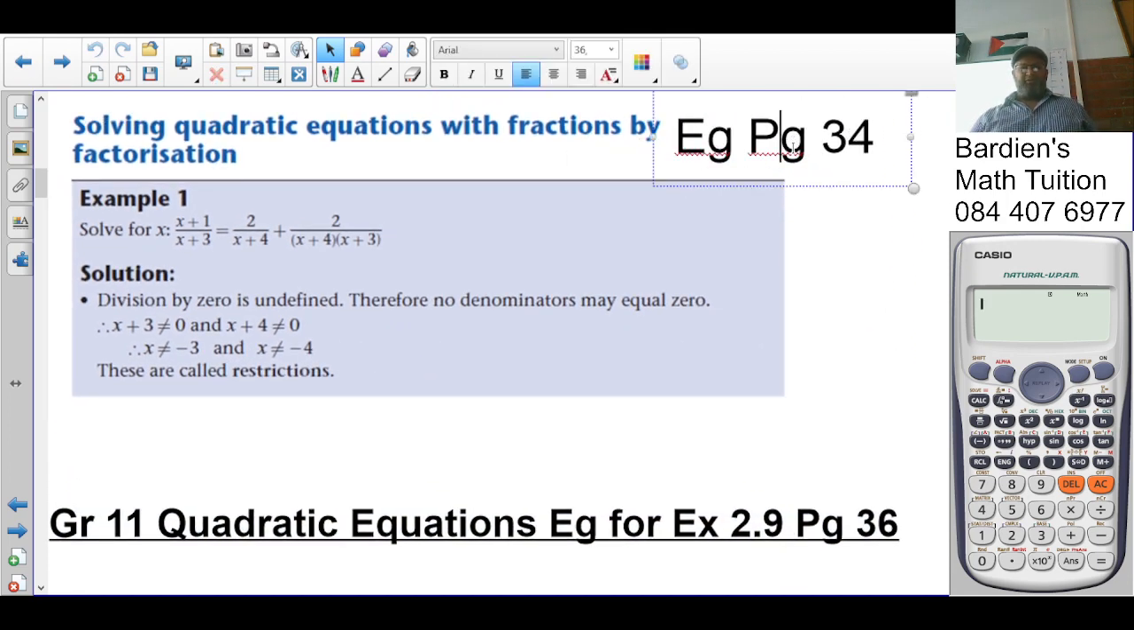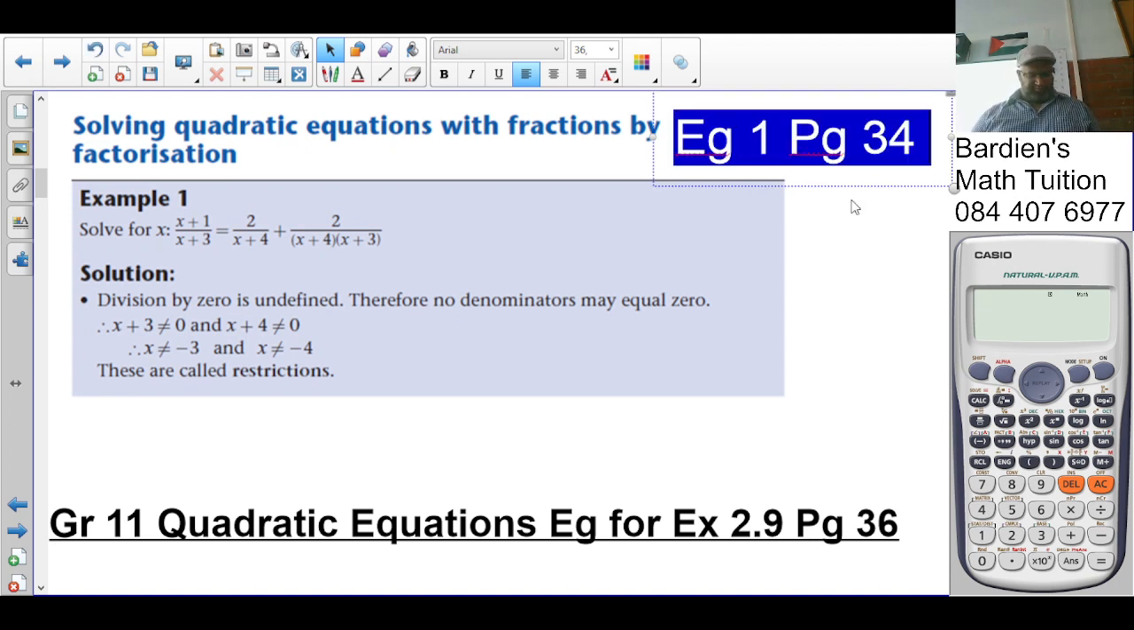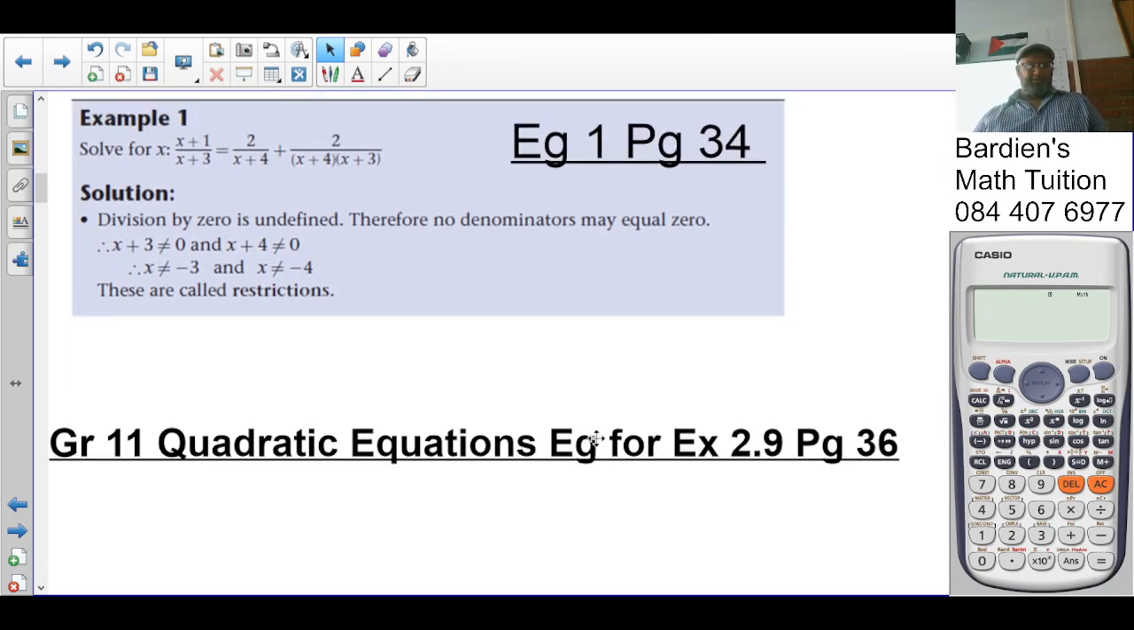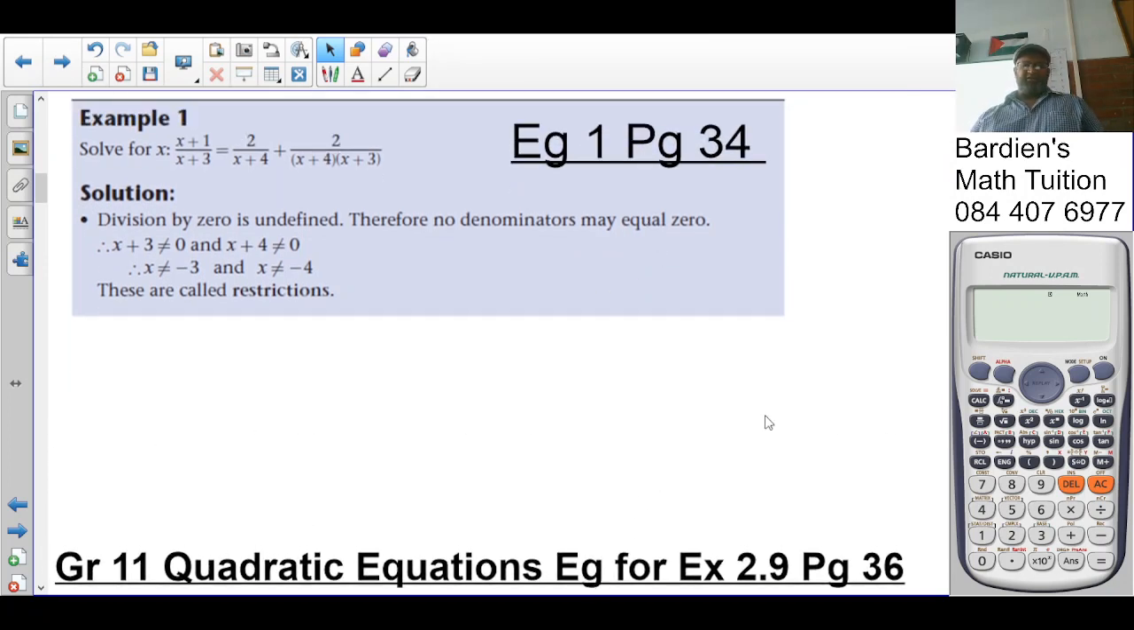So we're looking at example 1, and this is on page 34. And this is for the quadratic equations exercise 2.9 on page 36. Okay. So the question says solve for x, where (x plus 1) over (x plus 3) equals 2 over (x plus 4) plus 2 over (x plus 4)(x plus 3).